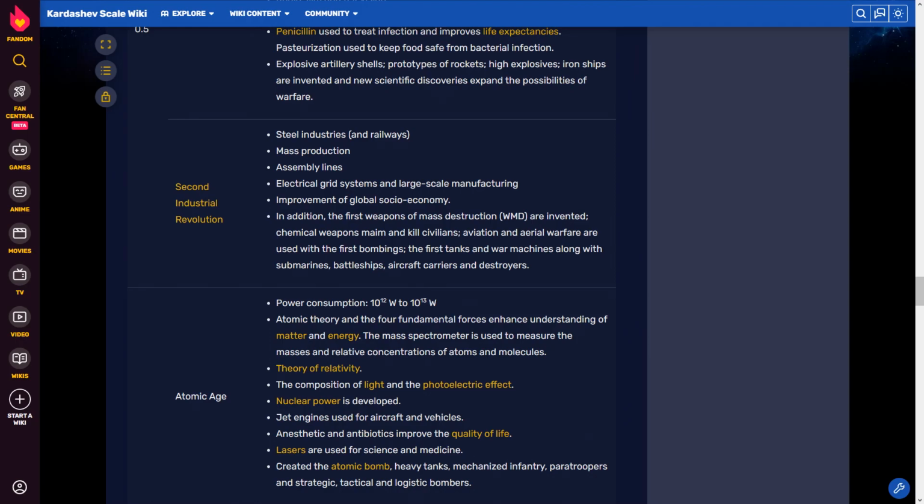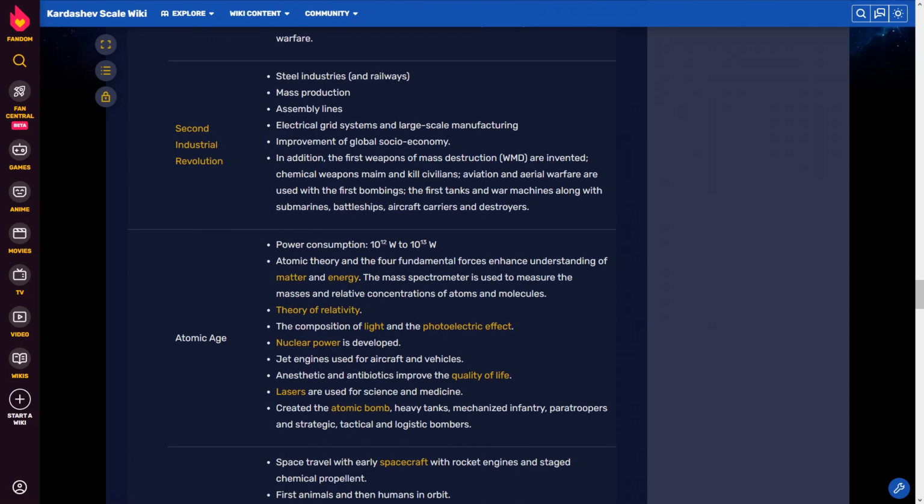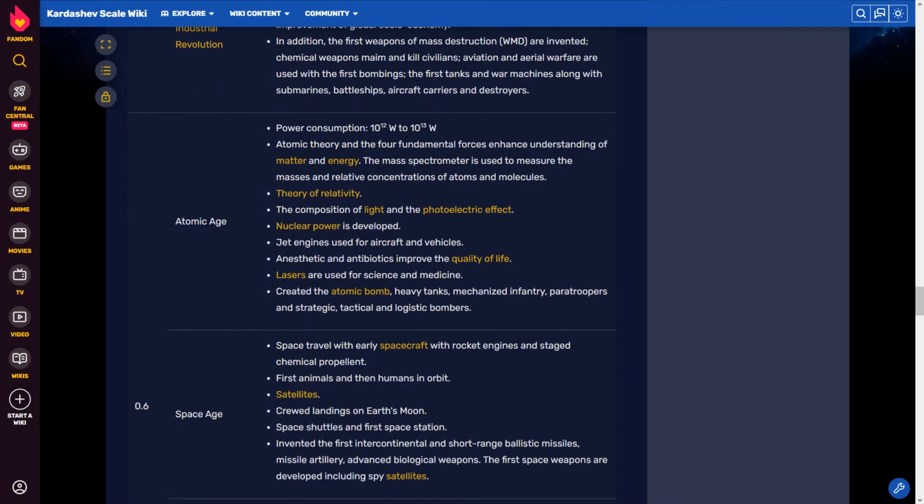Steel industries and railways, mass production, assembly lines, electrical grid systems and large-scale manufacturing, improvement of global-scale socio-economy. In addition, the first weapons of mass destruction are invented. Chemical weapons maim and kill civilians. Aviation and aerial warfare are used with the first bombings. The first tanks and war machines, along with submarines, battleships, aircraft carriers, and destroyers.